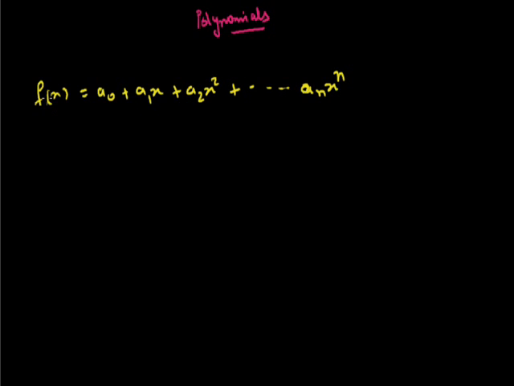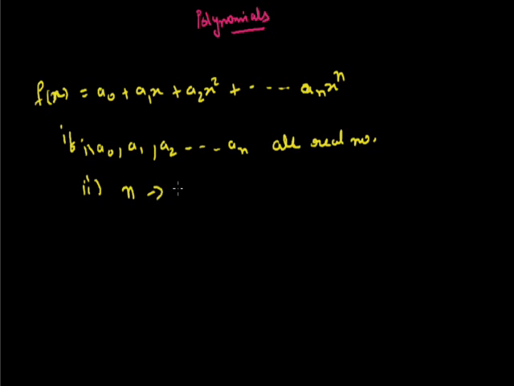We can see here the variable is x, so we have written f(x), and the only variable present in this polynomial is x. Therefore, this is known as a polynomial in x if a0, a1, a2, dash dash dash an are all real numbers. This is the first condition. Second, all the powers of x, that is all the indices of x, that is n, should be whole numbers.